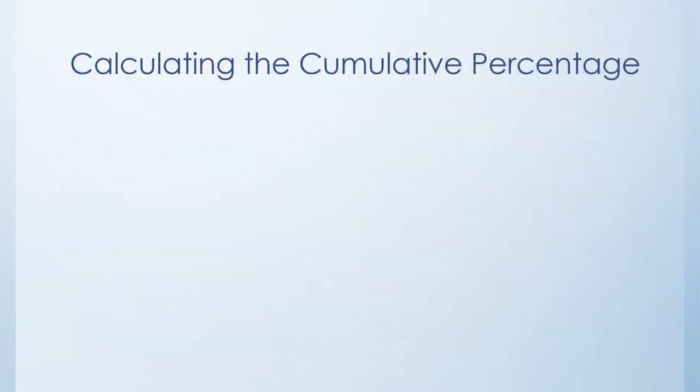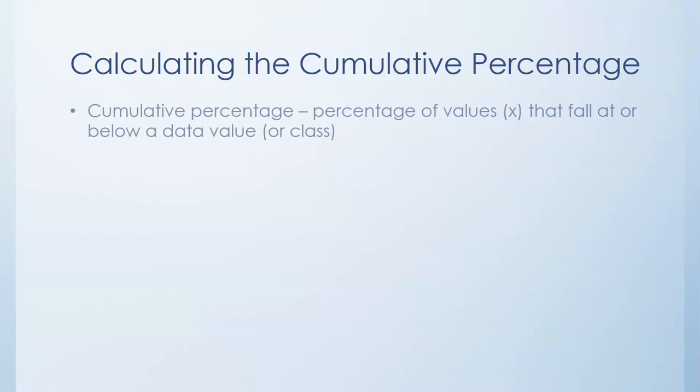All right, so now let's talk about cumulative percentage. Cumulative percentage is a percentage based on the cumulative frequency. So this is the percentage of values that fall at or below a data value. For our instances, we want to talk about maybe a certain percentage having 2 or fewer animals in their household.